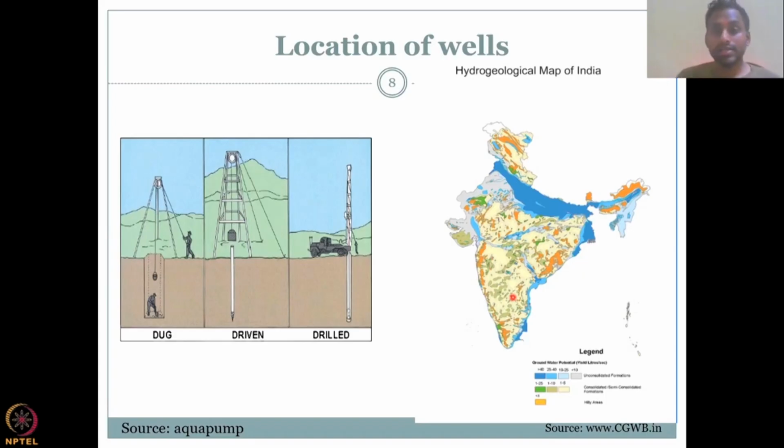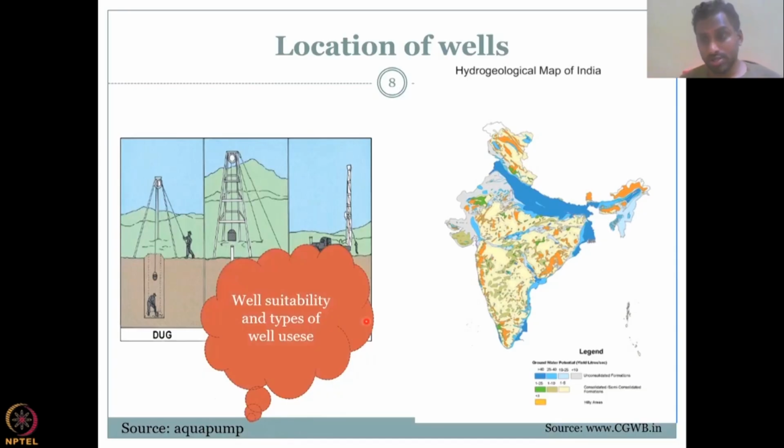We will see in the next class how these wells are done in each type and what precautions need to be taken. So the well suitability and types of well uses we have discussed in today's lecture. In the next lecture, we will discuss how that is actually being done across the world. I would conclude today's lecture.